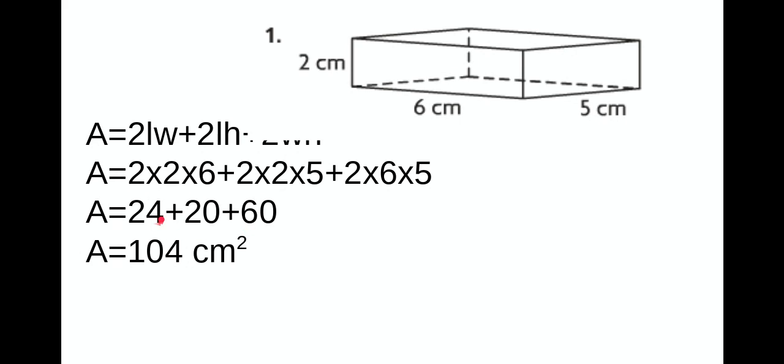This is the sum of 2 of the faces. This is sum of 2 of the faces, and this is sum of 2 of the faces. Altogether, it's 104 centimeters squared. So either way, you're going to get the same answer.